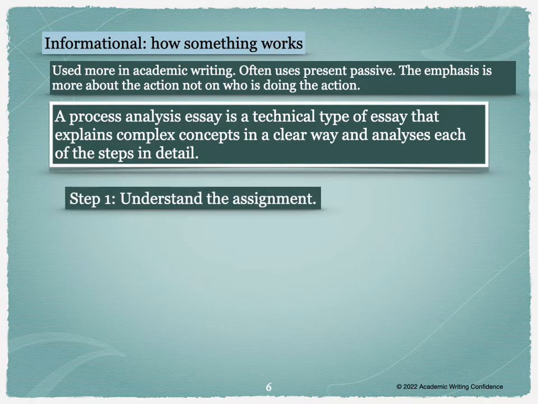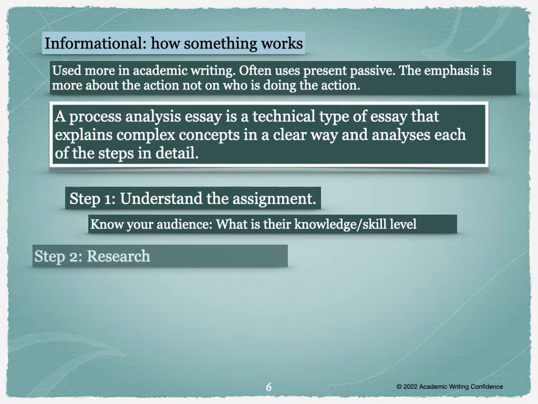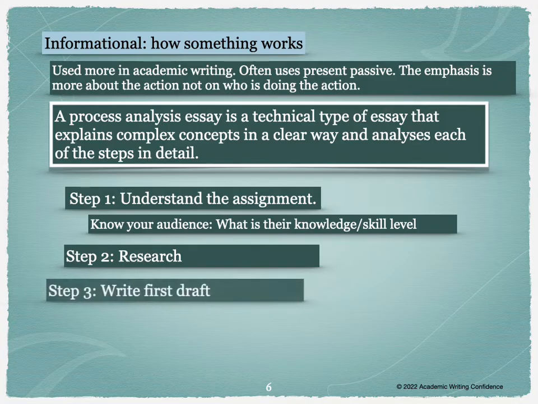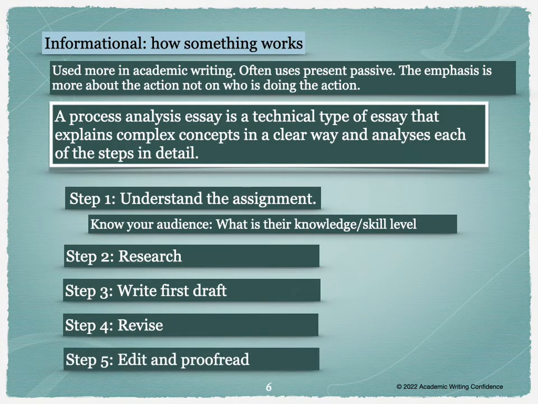This is the type of essay that would be written at an academic level. The first step to this type of essay is to understand the assignment. You need to know your audience and what their knowledge level and skill level is. This will help you decide what level of vocabulary can be used, as well as if there is a need to explain certain words. Step 2 is to do some research about the topic. Step 3 is to write the first draft. Step 4 is to revise your essay, and Step 5 is to edit and proofread.